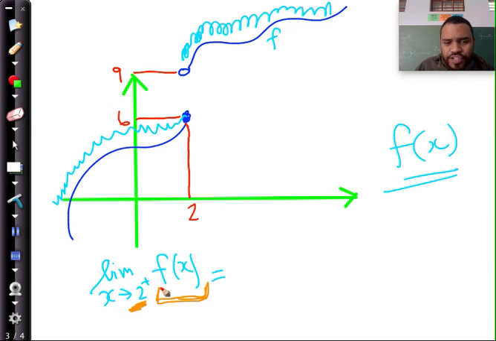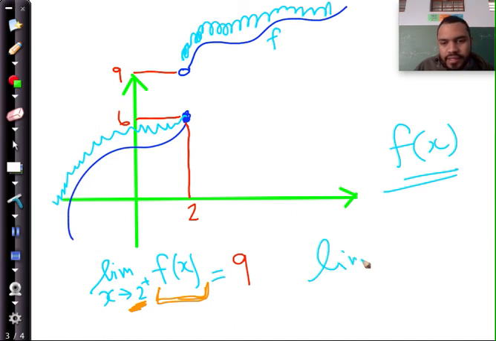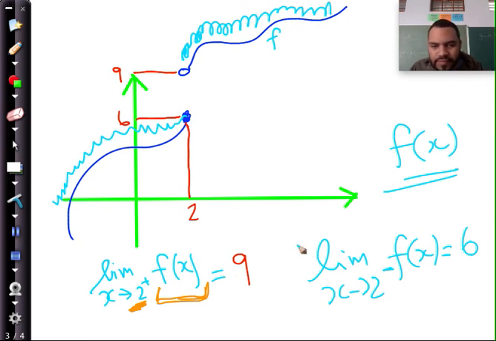So we write this as follows. The limit as x approaches 2 plus of f of x is equal to 9. And the corresponding one is the limit as x approaches 2 minus of f of x is equal to 6. What does this minus and this plus represent? Coming from the left and coming from the right. So as we approach 2 coming from the right, that's when I'm approaching 2 from the positive side, which is represented with this plus. And here, as I approach 2 coming from the minus side. Okay, are we good? That's your first basic introduction to limits.